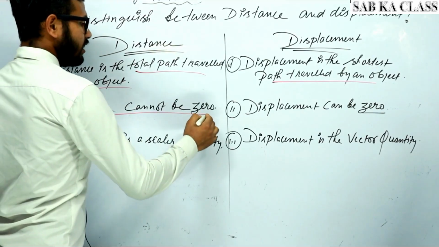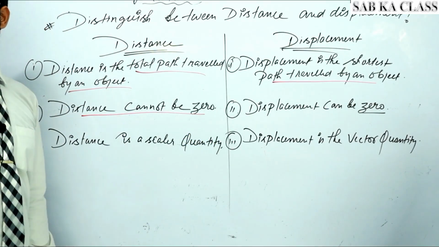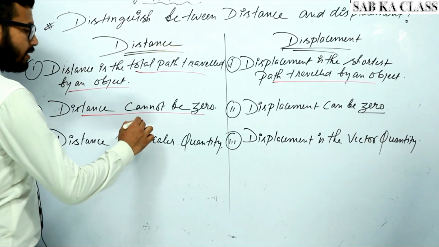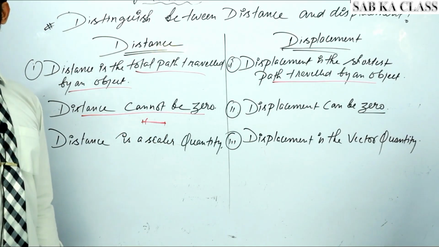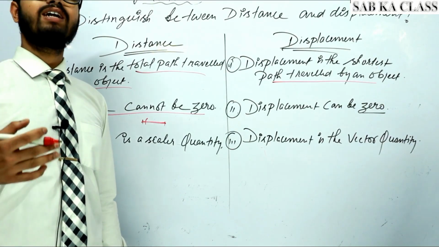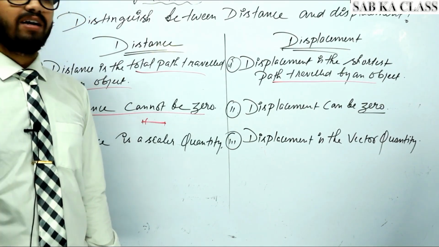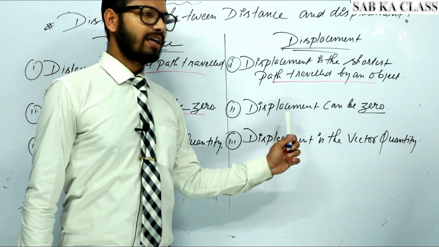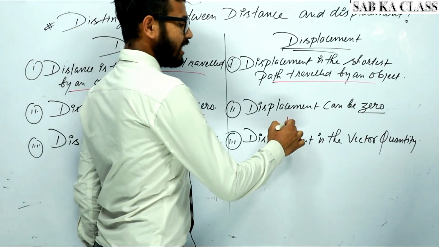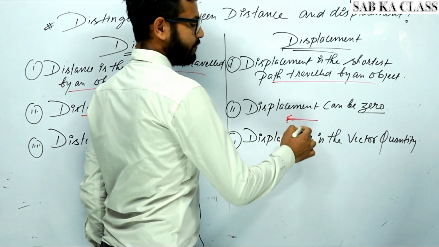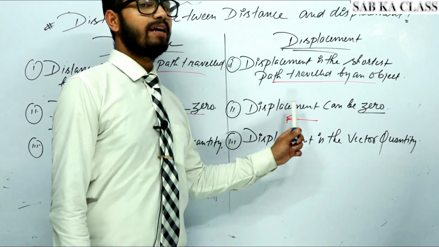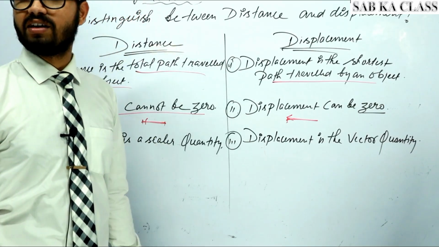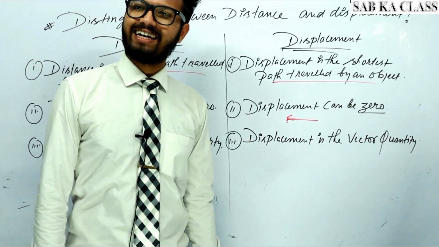The next is, distance cannot be 0. If it travels from here to here and then returns back again, distance always goes on being added up. But displacement can be 0, because when a body starts its journey from here and again returns back here, what can you say about the displacement? Obviously, definitely it is 0.